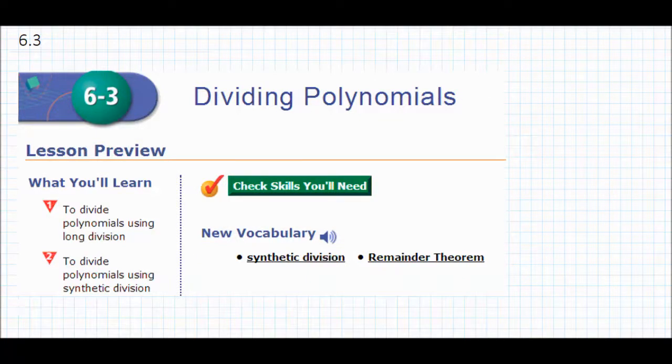Chapter 6, Section 3, Dividing Polynomials. In this section, we'll learn to divide polynomials using long division and divide polynomials using synthetic division.